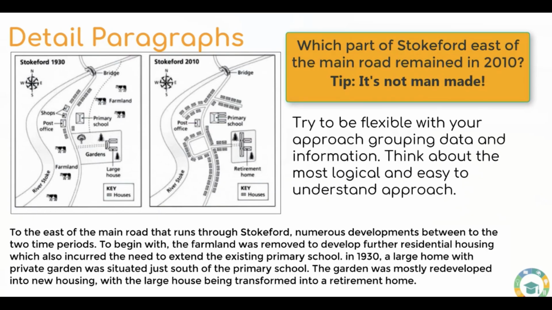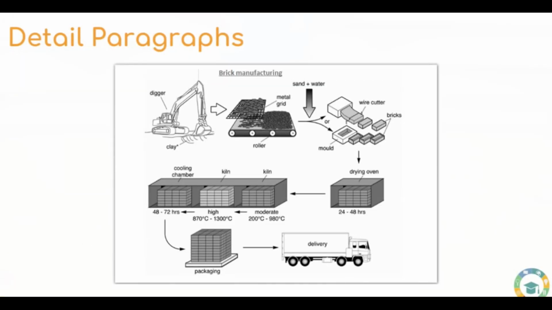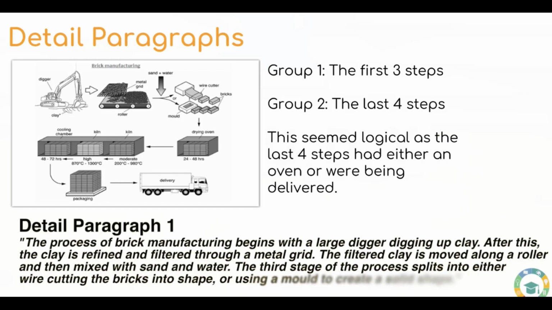Now on to our final example, which is all about detailed paragraphs for processes. The diagram here shows us the process of creating or manufacturing bricks, which are often used in construction. Now let's see how I grouped my data and also take a deeper look at my detailed paragraph. For the process of brick manufacturing, I simply split the diagram into the first 3 steps, and the second group was the 4 last steps.